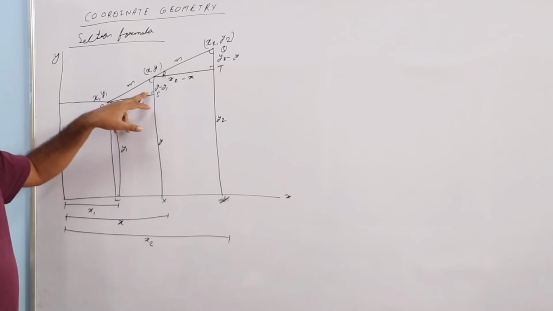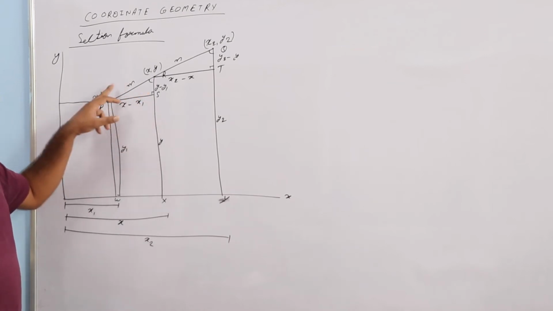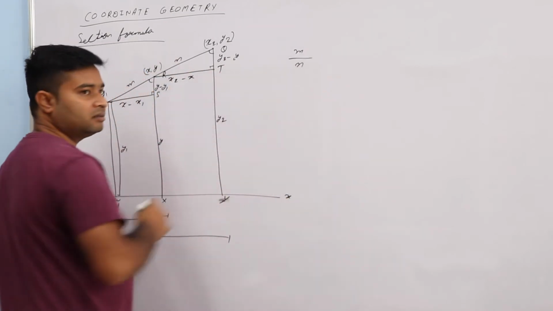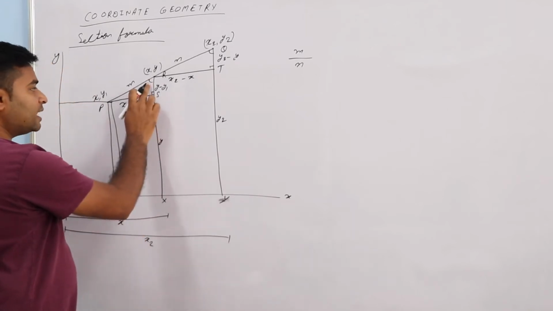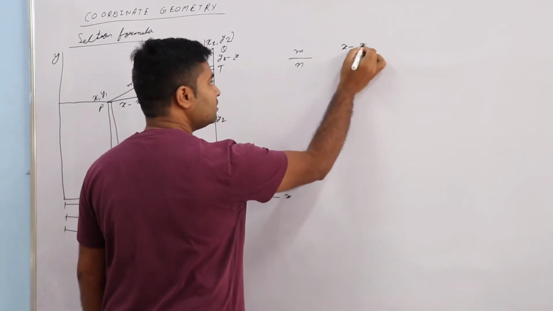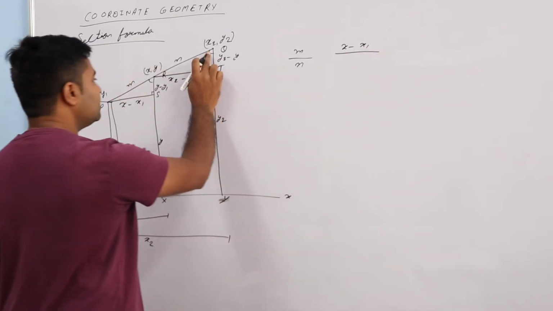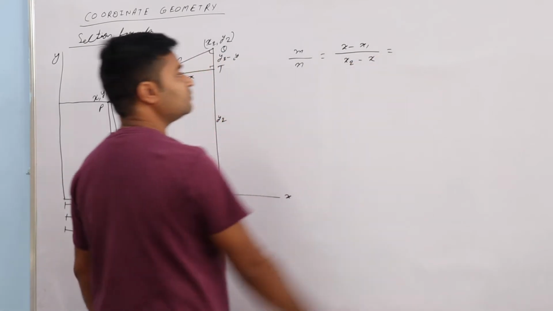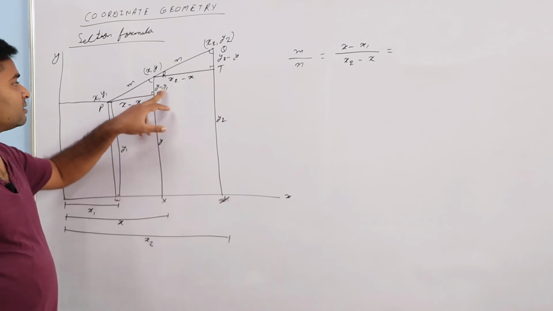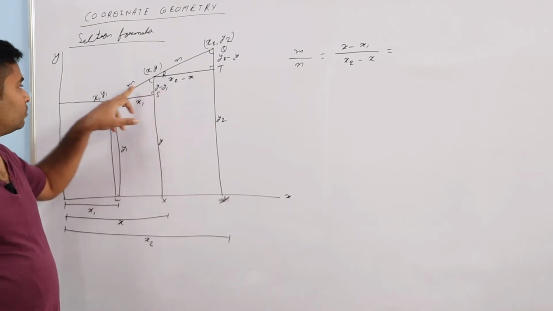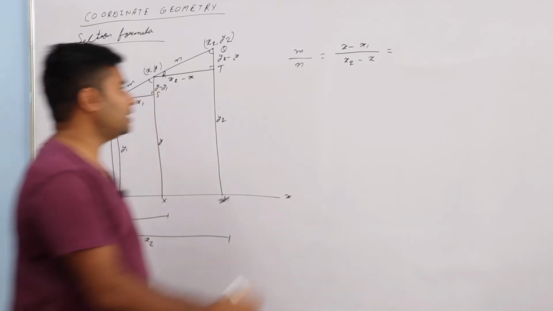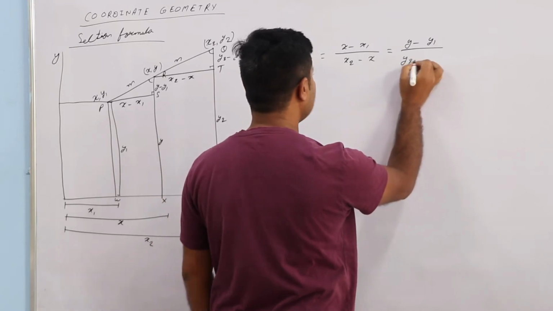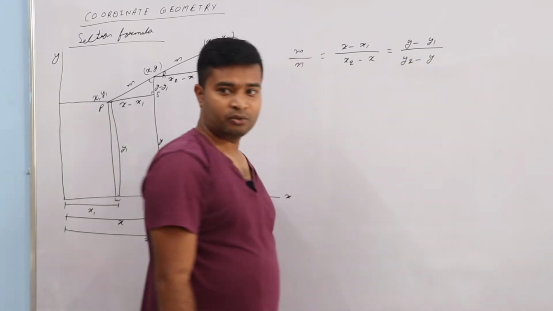Correct. So here 90, in front is M. Here 90, in front is N. Okay. Here this angle, in front is X minus X1. Here this 90, in front is X2 minus X. True? Okay. This one remains, right? This and this two have been written. This one is remaining. Means Y minus Y1 here, Y2 minus Y.